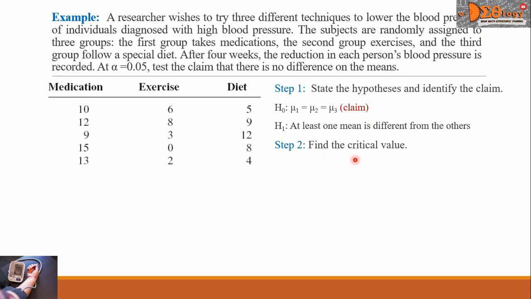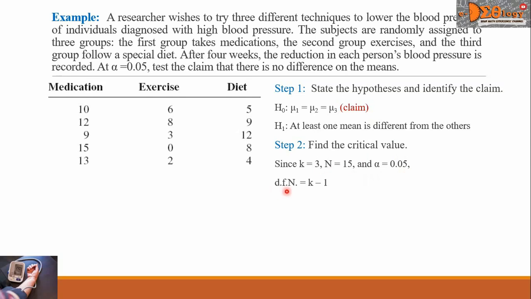Step 2. Find the critical value. We identify that k equals 3. K here is the number of groups. Capital N, the total number of samples, equals 15. And alpha is given in the problem as 0.05.